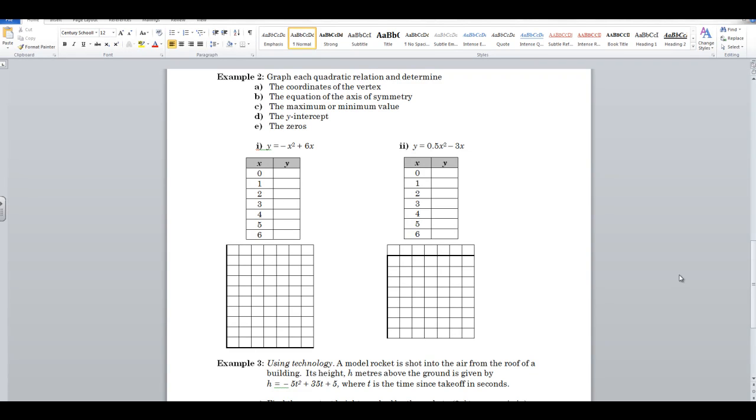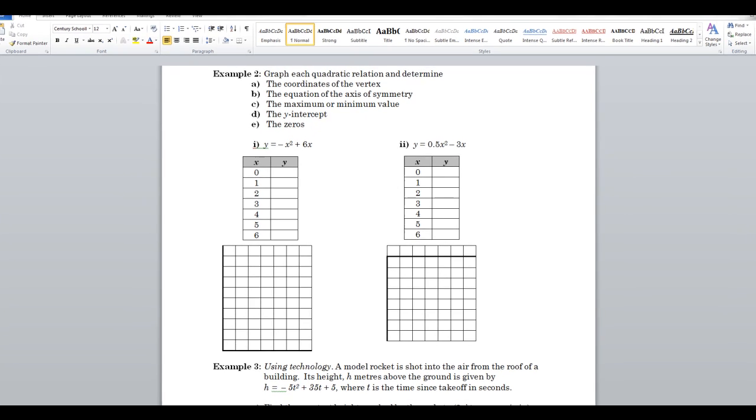Okay, so this is a continuation of example 2 from lesson 3.2. I just wanted to give you another idea or another option for graphing if you don't have a graphing calculator. So we want to graph y equals negative x squared plus 6x and answer these questions here.